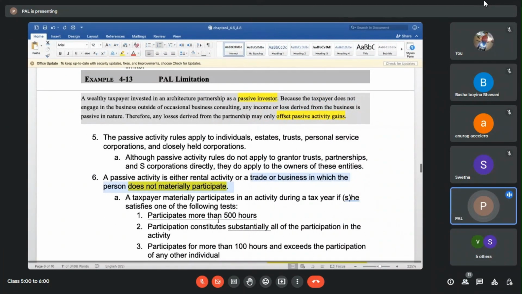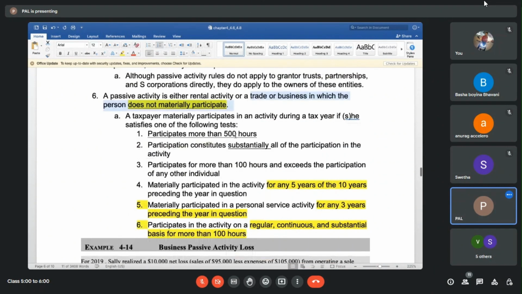Now the IRS is saying there are certain tests, and if any of those are satisfied, we can say they have materially participated. How many hours has the participant put in? 500 hours or more during the year. Or the participation constitutes substantially all of the participation in the activity. Even if it's less than 500 hours, it is at least 100 hours, and then we need to see what the other participants are doing. It must be more than 100 hours and exceed the participation of any other individual. If there are two or three partners, and everybody is putting in, say, 120 or 150 hours.